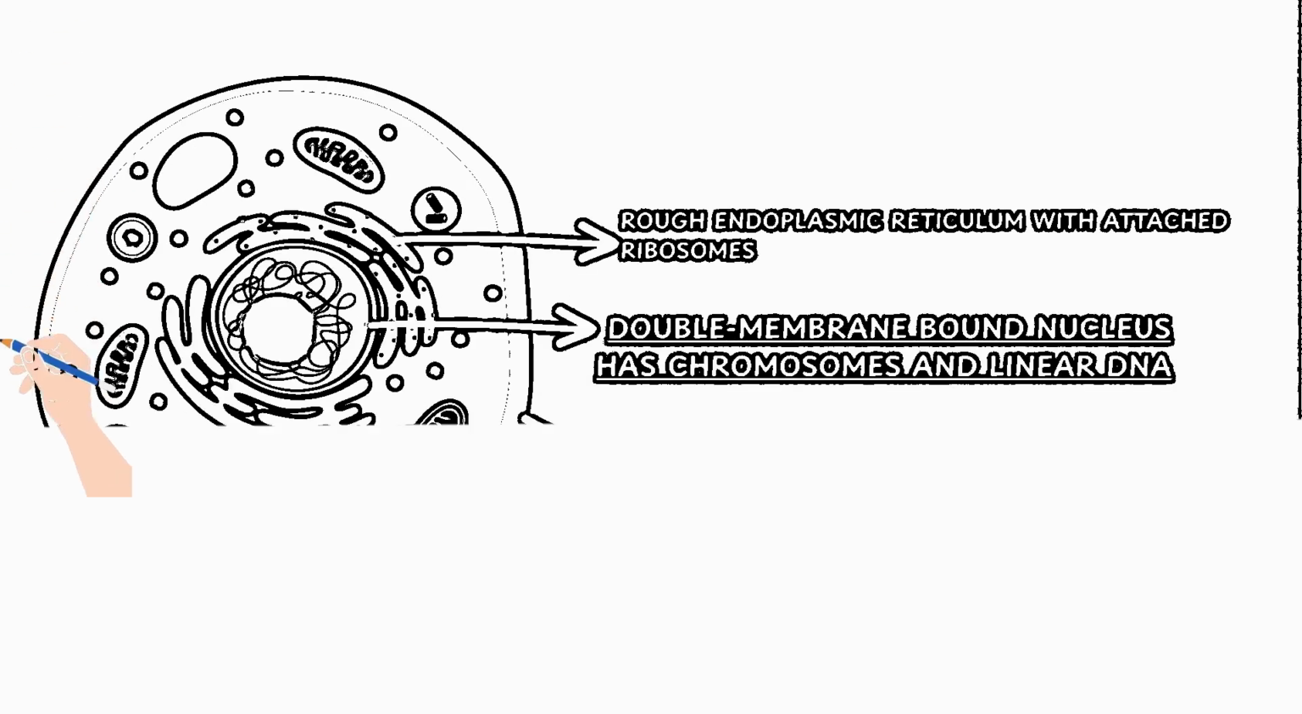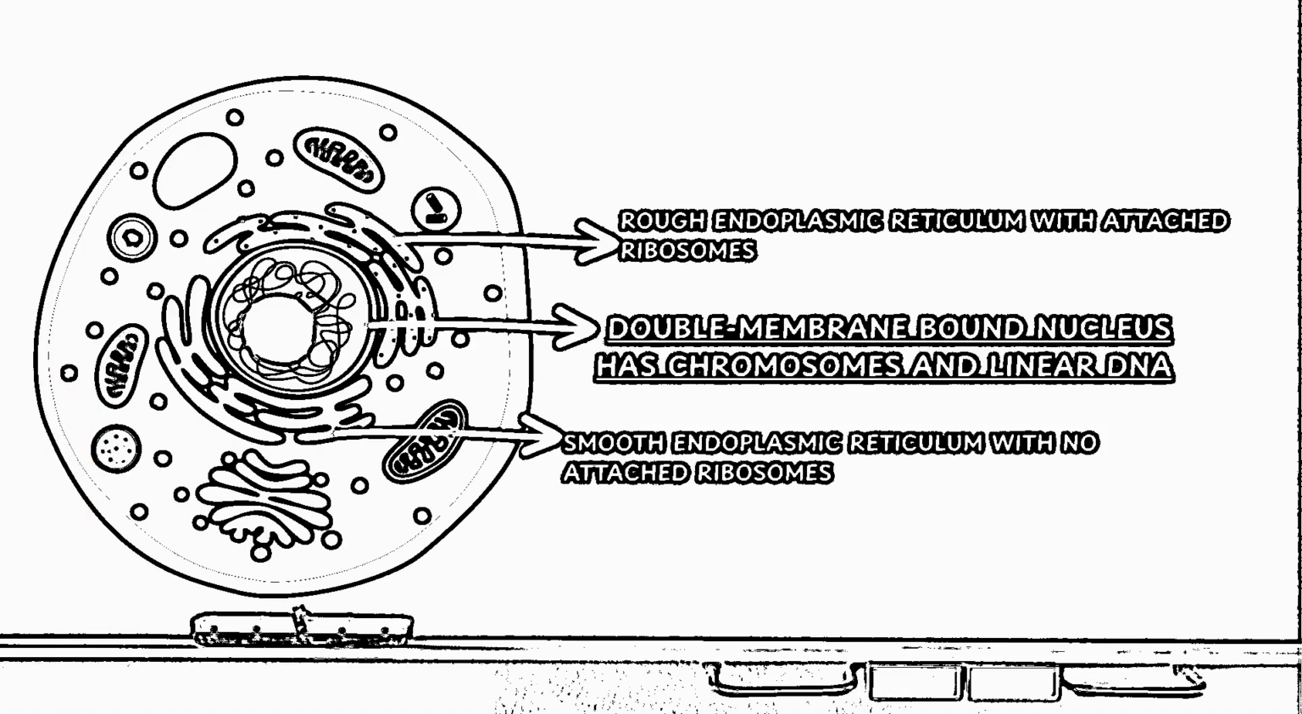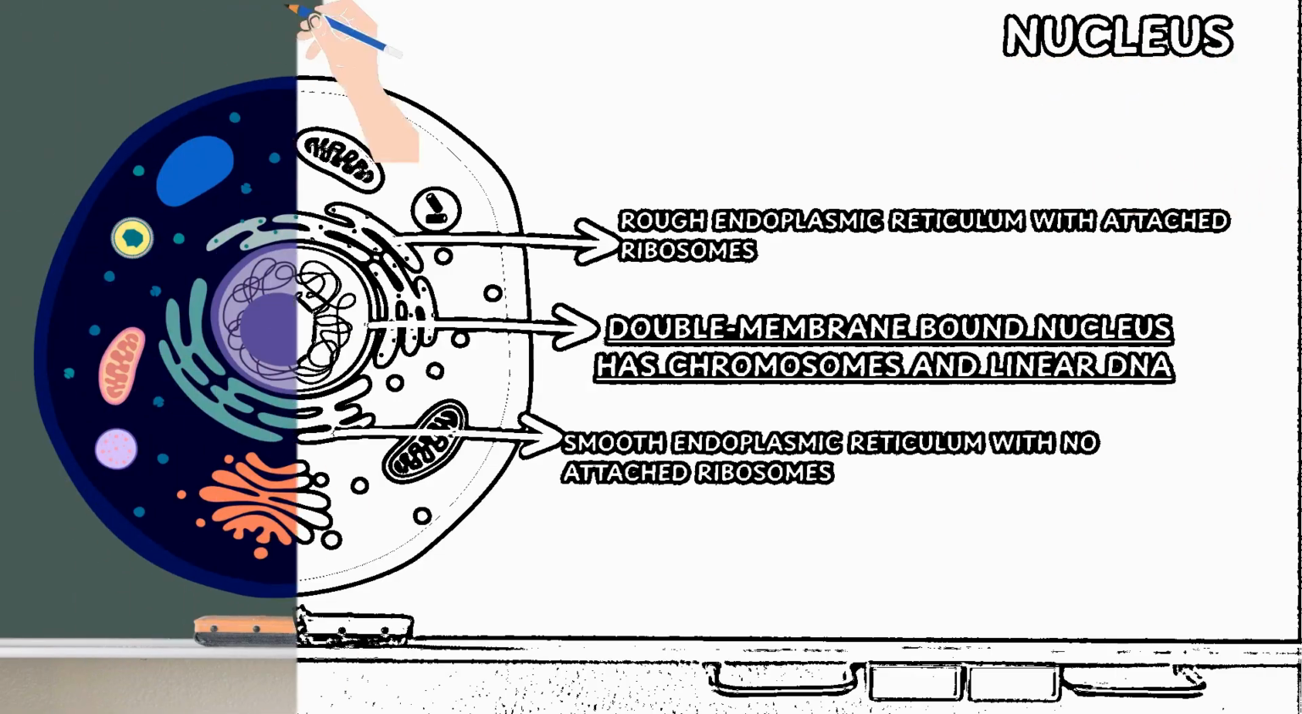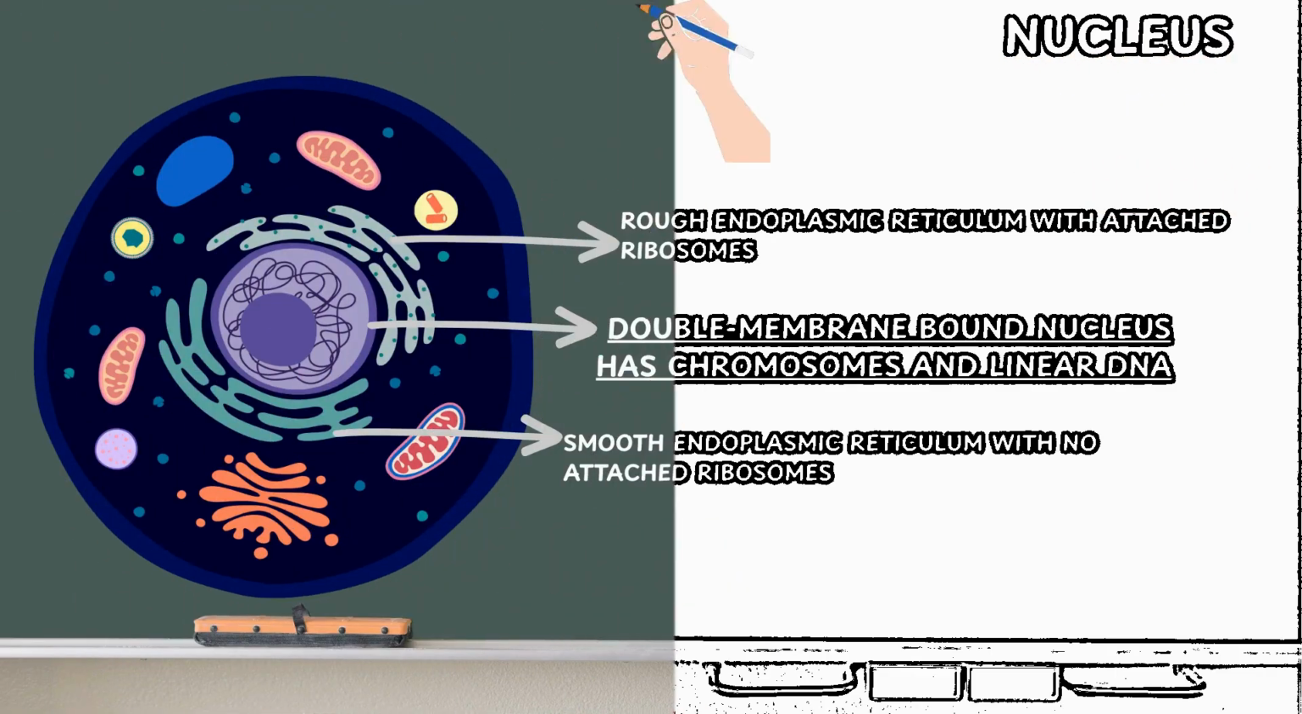Nucleus. The nucleus houses the cell's DNA. Eukaryotic DNA is linear. The nuclear envelope is a double membrane structure that constitutes the nucleus's outermost portion.